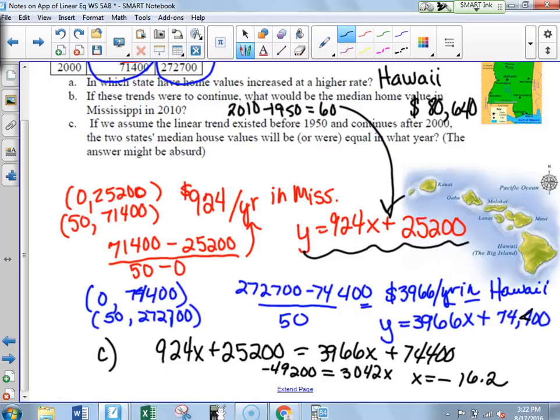16.2 years before 1950. So if we go 1950 minus 16.2, we're at roughly what year? Almost 1930. Sometime during 1933, almost 1934. Did I do something wrong? It depends how you rounded maybe, but did you get 1933 something? Okay, 1933.